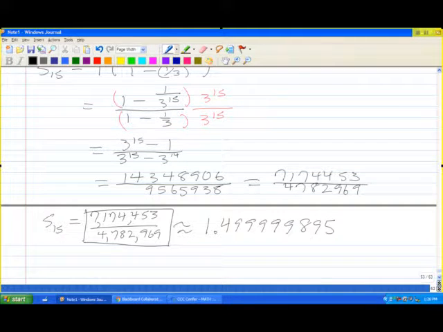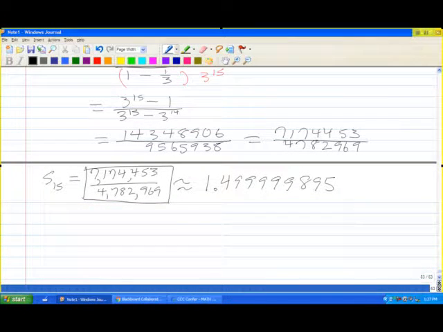Let me do problem number 10. 1, 2, 4, 8, etc. In exercises 10 through 15, find the expression for the sum of the first n terms of the geometric series. Okay, so let's do that.